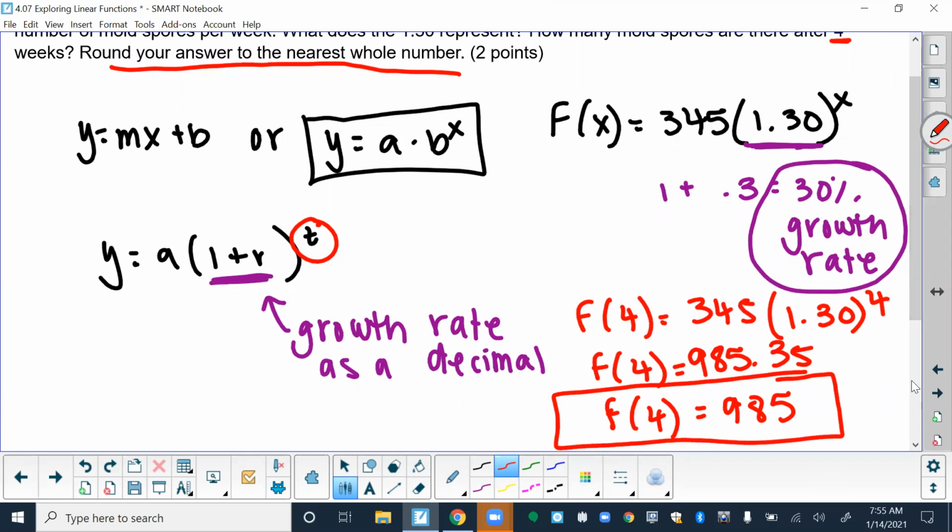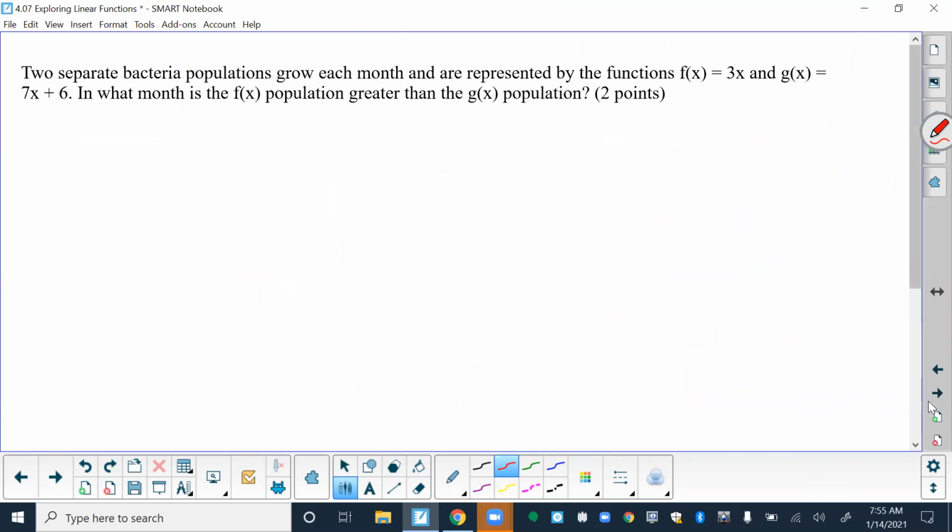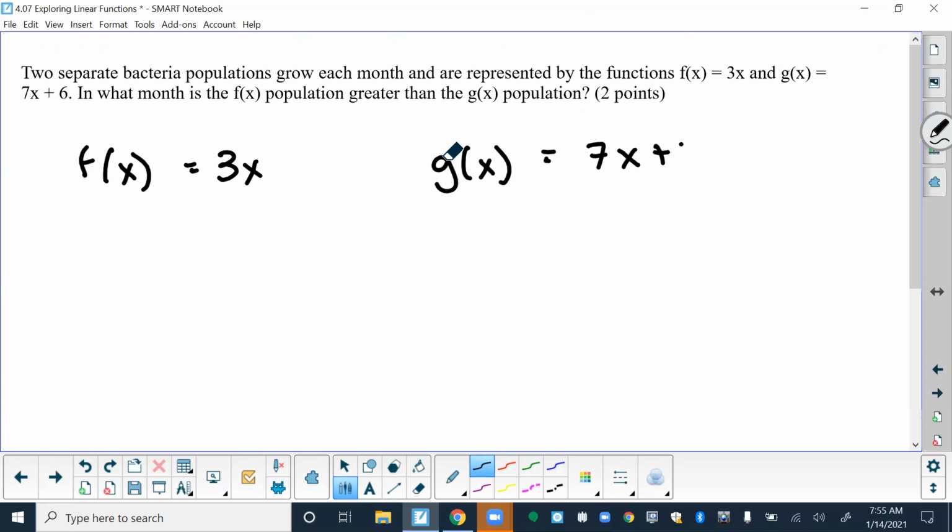All right, let's see another example. I don't want to make this video too long, so I'll probably only just do one more. So this one here is a good one. We have 2 separate bacteria populations that grow each month and are represented by these 2 functions. So I'm just going to copy them down here. F of x equals 3 to the x and g of x equals 7x plus 6. In what month is the f of x population greater than the g of x population?